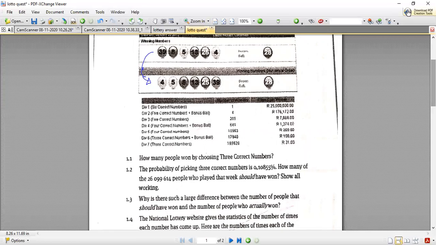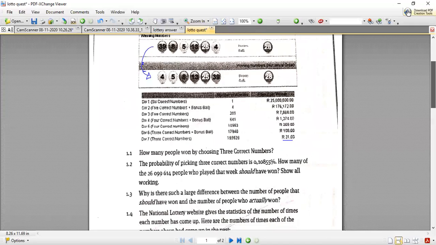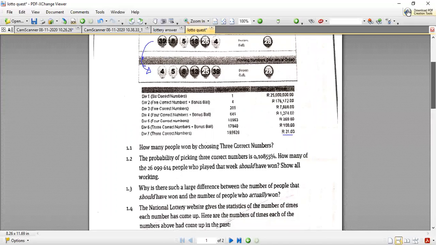Six correct numbers predicted: there was one winner who won 25 million rand. The people that won five correct numbers with the bonus, there were four winners, and each one of them won 176,172 rand, etc. We come down to the last one, where 199,929 people have won with three correct numbers, and they just won a mere 31 rand for their efforts. But as I say, you have to keep trying in order to win the lottery.